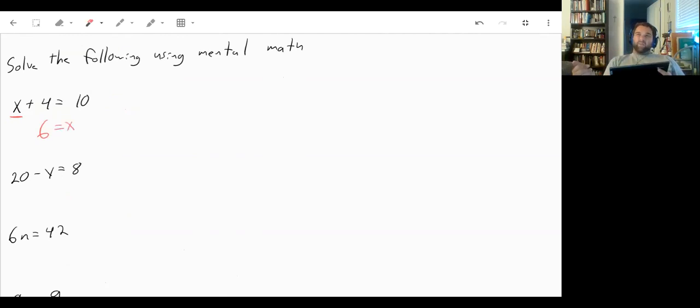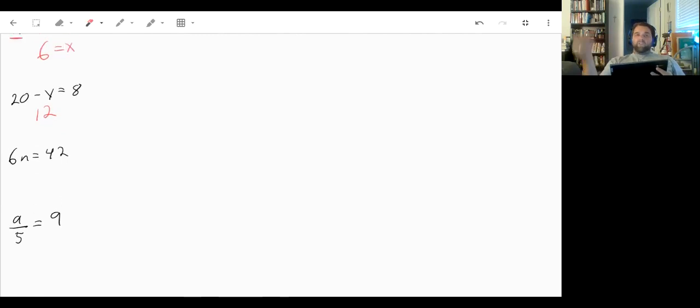20 minus some number gets us down to 8. Well, what I would think is 20 minus 10 gets us down to 10, and it has to be 2 more than that. So 20 minus 12 would have to get us to 8. 6 times some number gets us to 42. I always remember 6 times 6 is 36, and 42 is more than that, so it's probably going to be 1 more 6, so that's going to be 7. So n has to be 7.